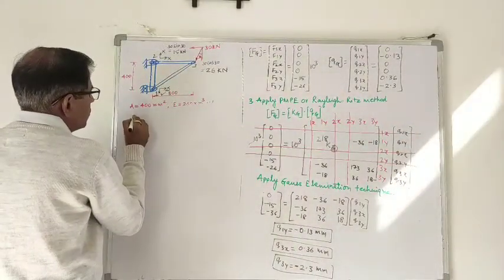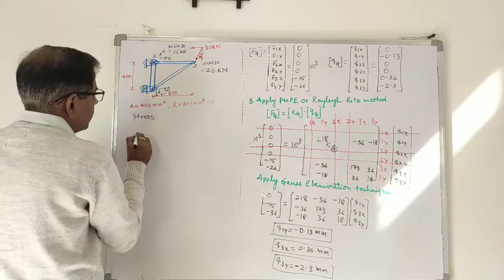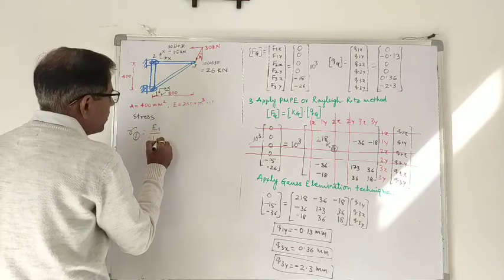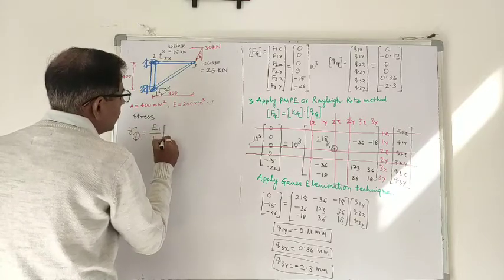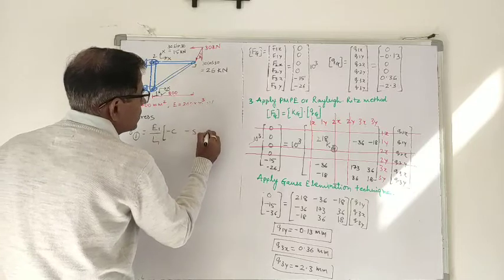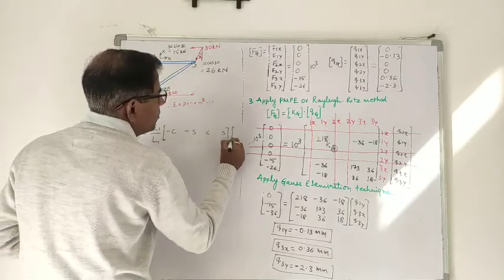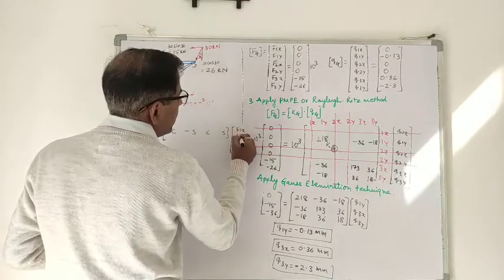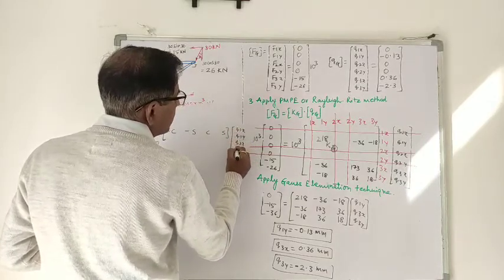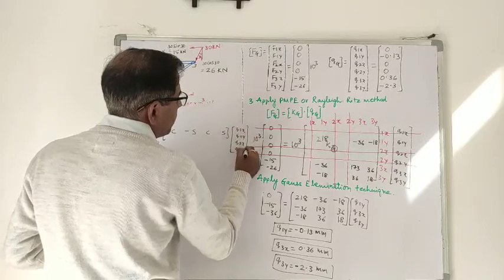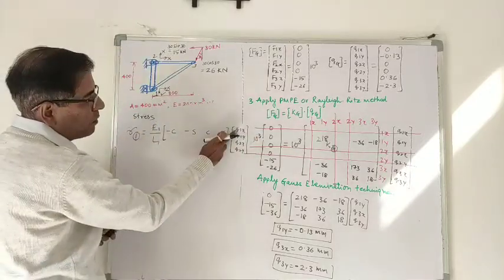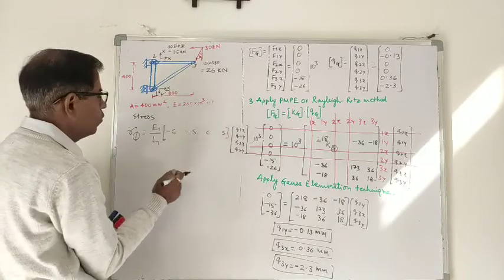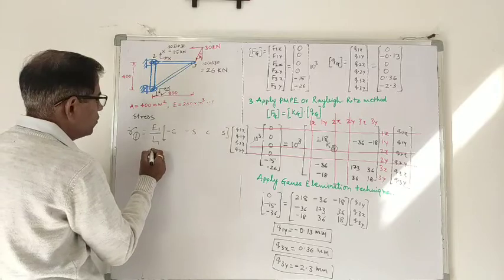So sigma 1 is calculated as E1 by L1 into minus C, minus S, C, S multiply by Q1x, Q1y, Q2x, Q2y. Because element number 1 is made up of node number 1 and 2, so here the values will be Q1x, Q1y, Q2x, Q2y. Now put the values here.